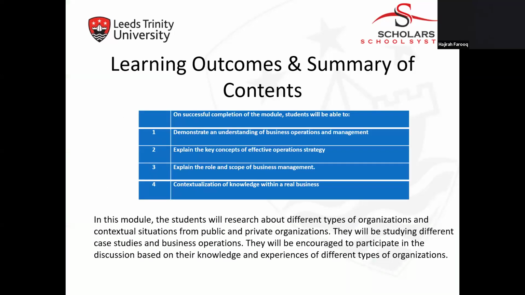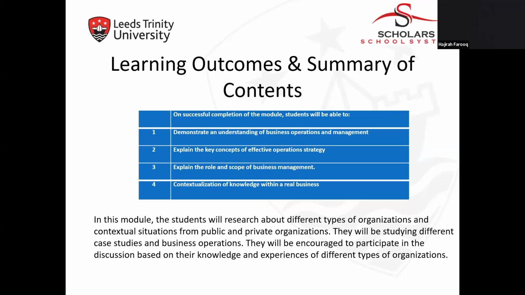Moving forward, we discuss the learning outcomes and the summary of the contents. There are 4 learning outcomes for this particular module of BOM. The first one is to demonstrate an understanding of business operations and management. The second is to explain the key concepts of effective operations strategy. The third is to explain the role and scope of business management. And the fourth is to contextualize the knowledge within a real business.